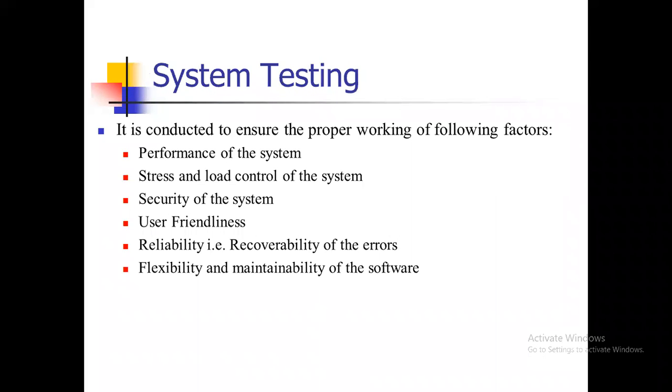The next type of testing is system testing. System testing is conducted to ensure proper working based on certain factors or parameters. Based on those we perform the system testing. The parameters are performance of the system, that is how the system is going to perform based on the inputs, then stress and load control of the system.